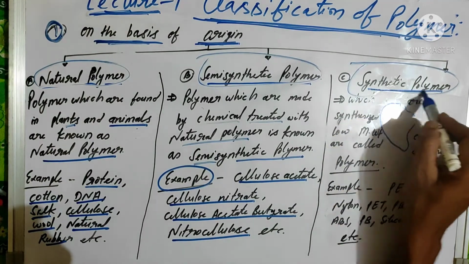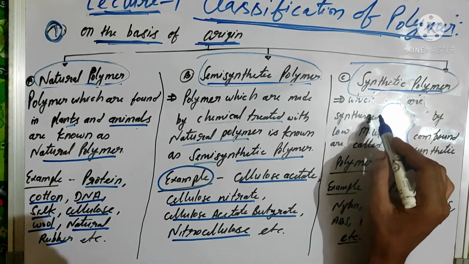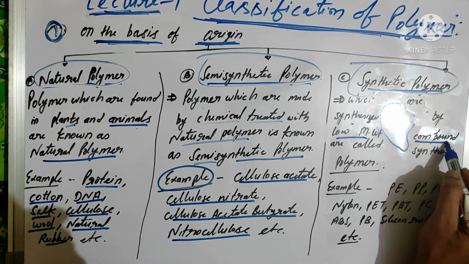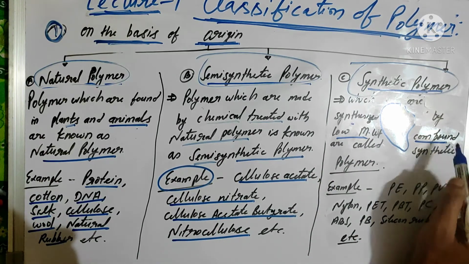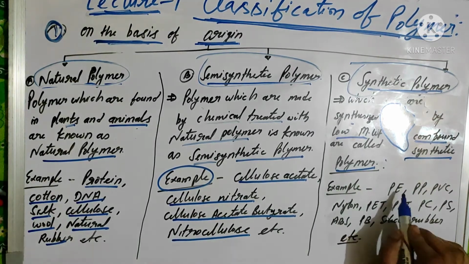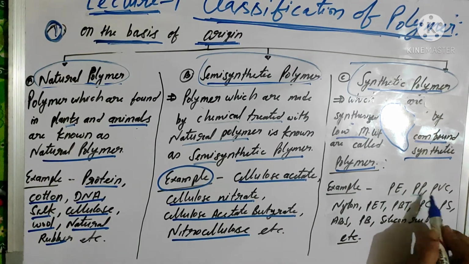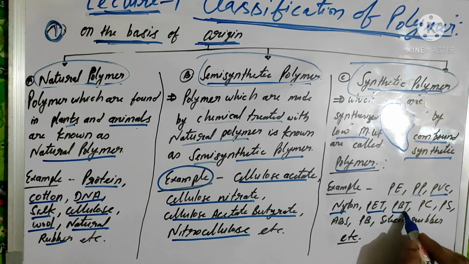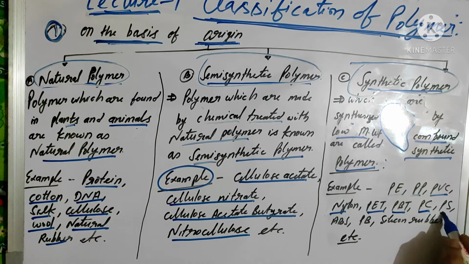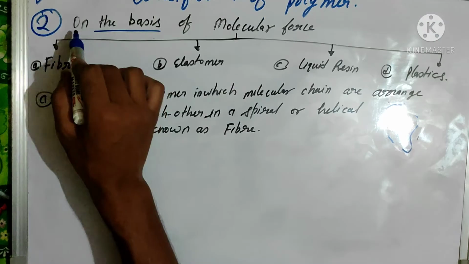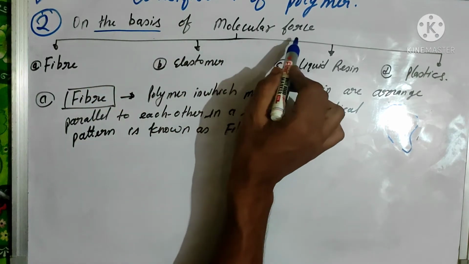Third is synthetic polymer. Synthetic polymers are the polymers which are synthesized from low molecular compounds, formally known as monomers. Some examples of synthetic polymers are polyethylene, polypropylene, polyvinyl chloride, nylon, PET, PPT, polycarbonate, polystyrene, ABS, polybutadiene, silicone rubber, and more.